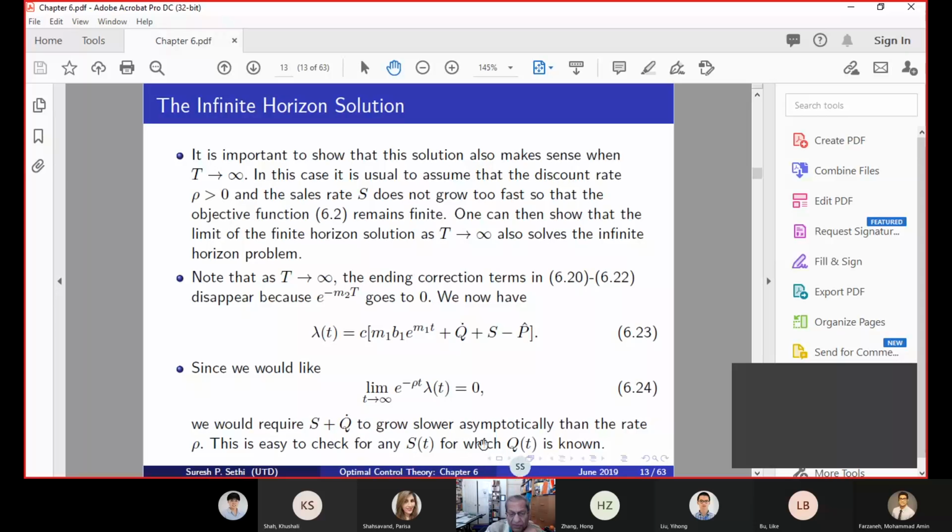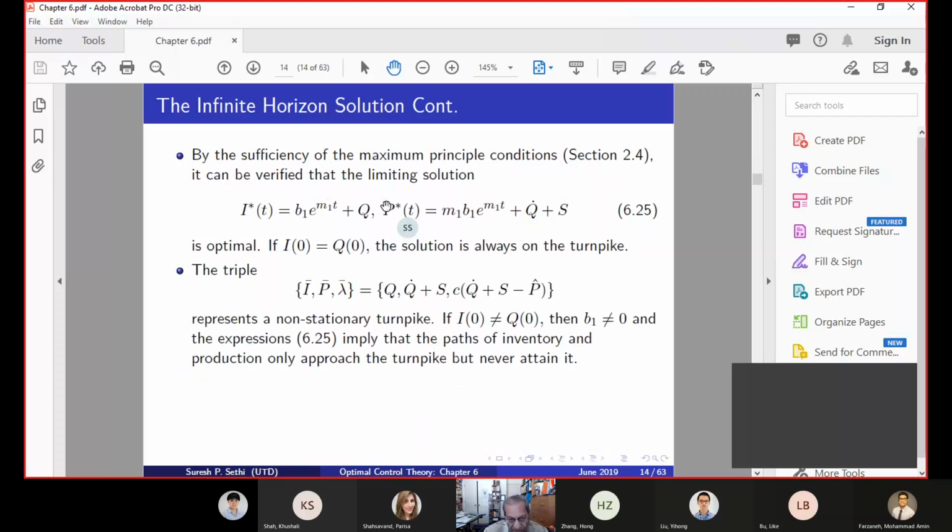We can show that for several demand forecasts S, we can actually have a formula for QT. And generally speaking, all the formulas for QT that we know that are closed form are not growing as fast as rho. They're not growing exponentially as fast. So we are okay to say that this holds in most cases. Okay, so that's all that is here for this case.